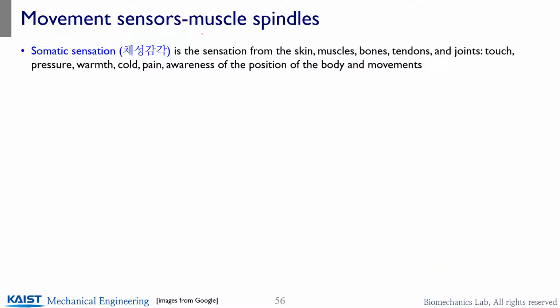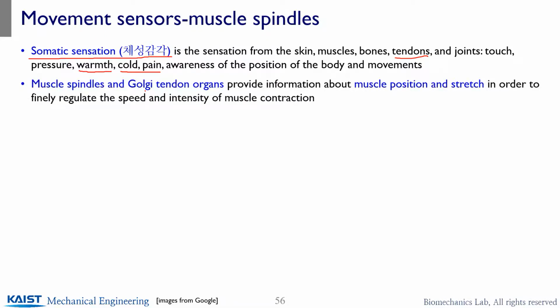Okay, how about the muscle spindle? Before I introduce the muscle spindle, let me briefly talk about somatic sensation. Somatic sensation may not be familiar to you, but it's a sensation from the whole body, okay? Like the skin, you can get touch and pressure; muscle measures the joint motion, joint angle, and joint angular rate; bones also measure pressure, and tendons measure the motion or pressure. The skin also senses temperature and pain. That's what we call somatic sensation.